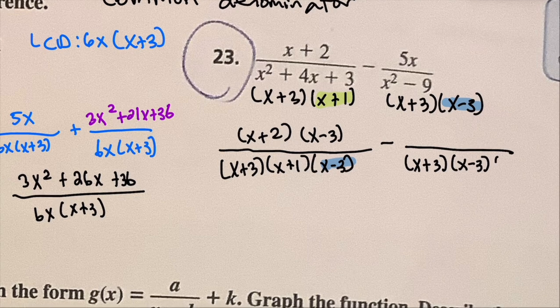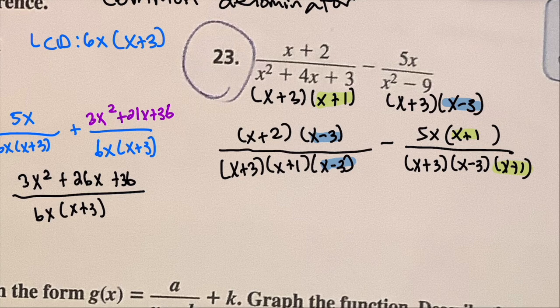This denominator does not have an x plus 1. So that 5x that was up there has to multiply on top and bottom by an x plus 1. Whatever's missing from the one side, you multiply on the top and bottom by that same thing.